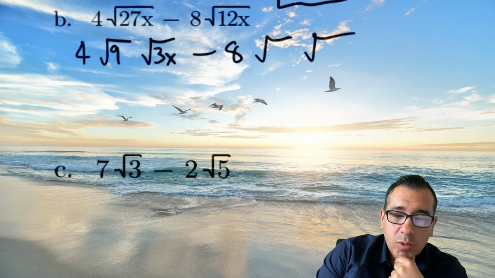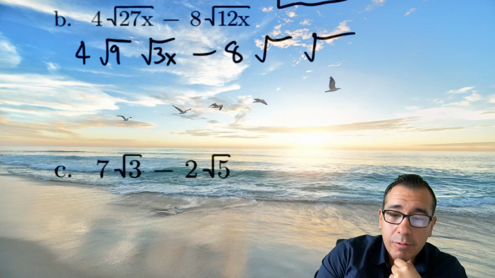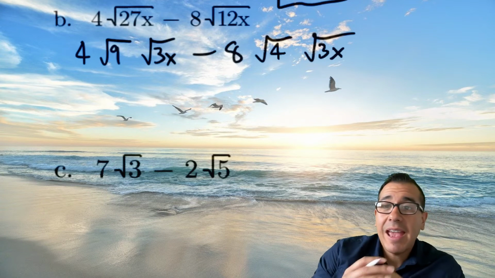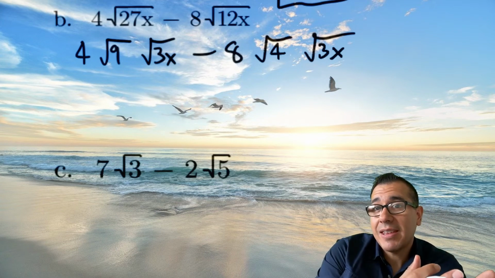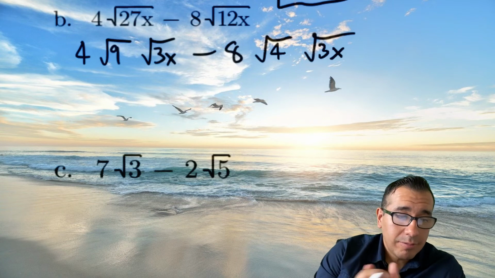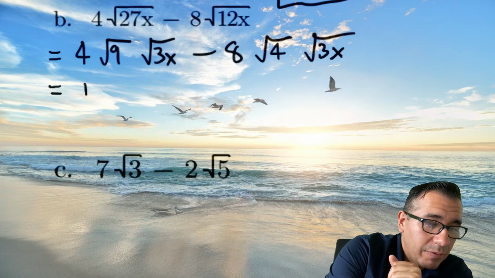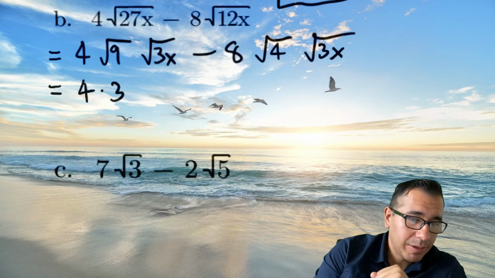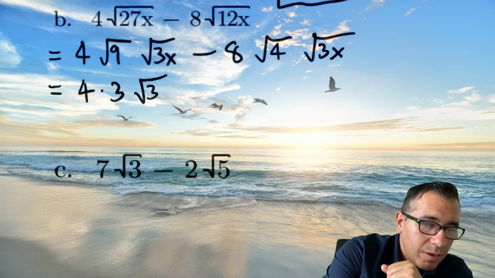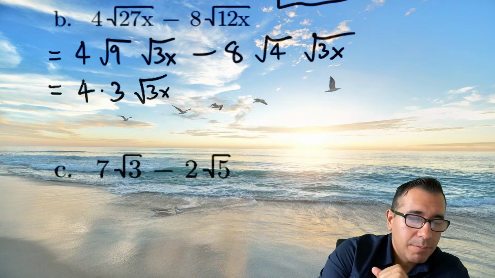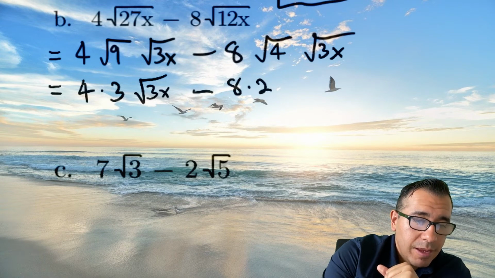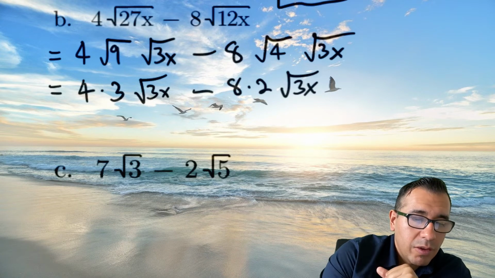All right, the square root of 12. Well, when I break up 12, that's just 4 times 3, and then again the x is going to go in there because I can't take anything out of the square root there. So continuing, we're left with 4. The square root of 9 we know is 3, and whatever you take out of the square root you multiply by whatever's outside. Okay, so we're left with 3 square root of 3x minus 8. The square root of 4 is 2, and then we drop down the square root of 3x.